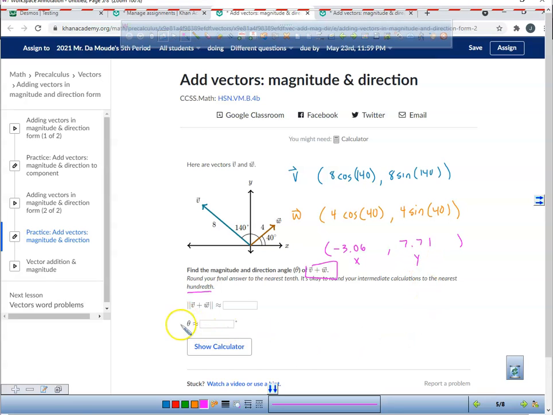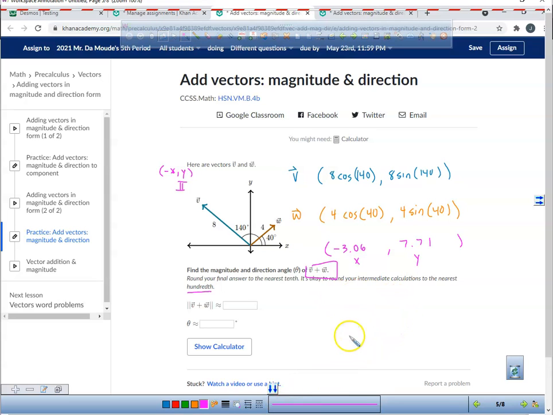So if I wanted to find theta, okay, where would I be located if I'm at a negative x and a positive y? It's going to be located in quadrant number 2, where all the x's are negative and all the y's are positive. Okay?